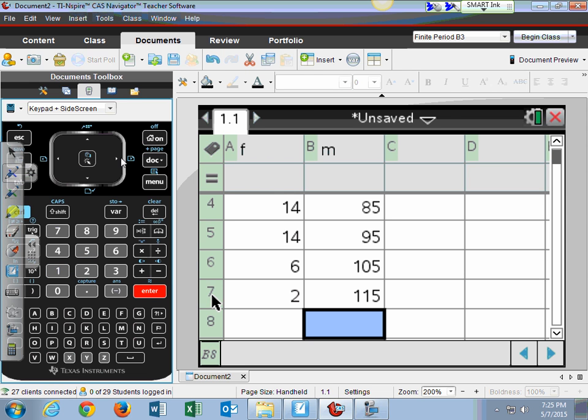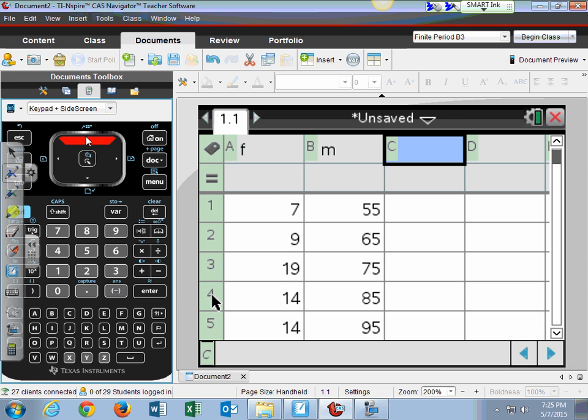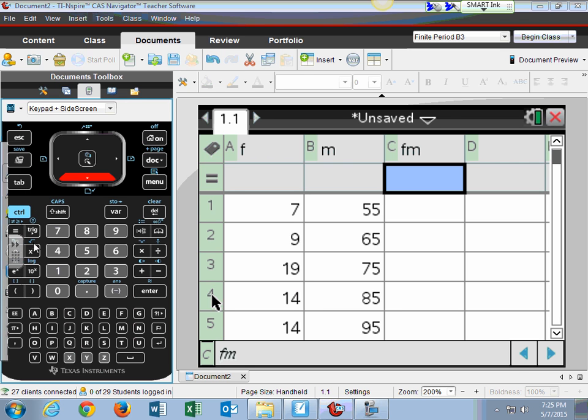Okay, so I've got those two in there. Remember the next column, I just need to multiply F times M. So I'm going to call this one FM, representing f times m, but I'm going to have to give it an equation or give it a command here. So the way we do that is that you hit your equal sign, and your equal sign is over here underneath the blue control button.